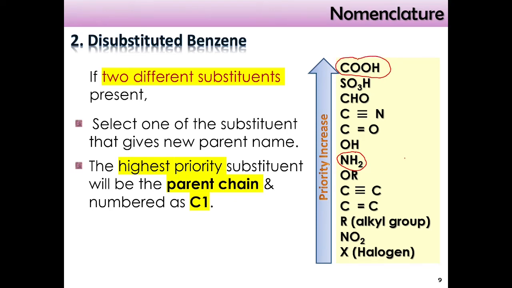What I mean is that if you have a benzene ring with two substituents, one is, let's say, NH2, and one is COOH, the highest priority will be the parent chain. So you need to choose COOH as the parent chain and label it carbon number 1. So this ring carbon is labelled number 1, and this is carbon number 2. Let's see the naming example.